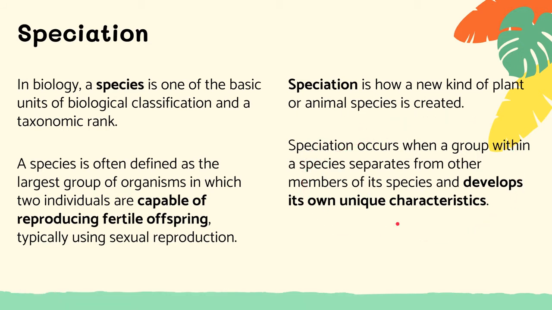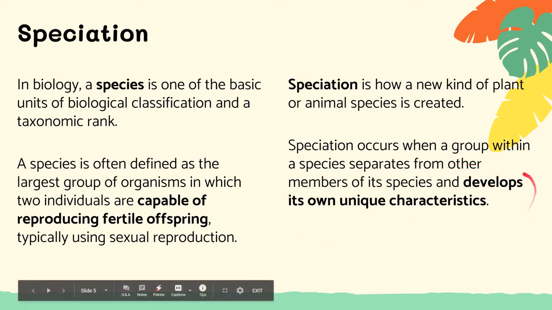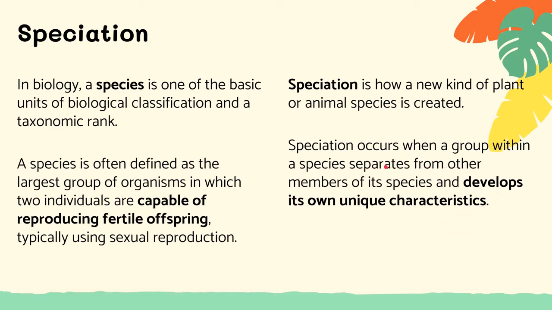Okay, specific mechanisms, specifically natural selection, genetic drift, mutation, and gene flow are all the possible ways by which speciation could occur in living organisms.